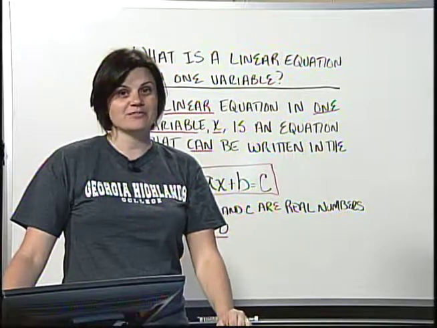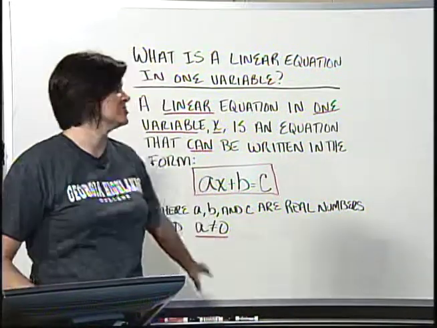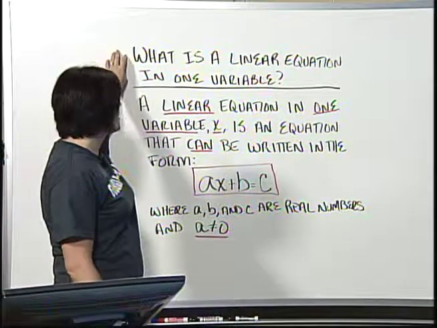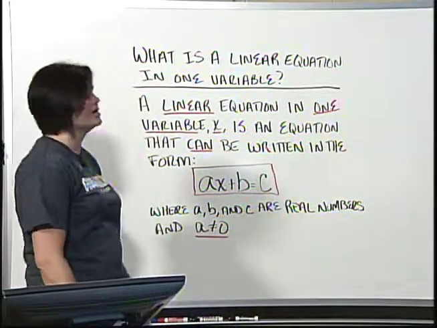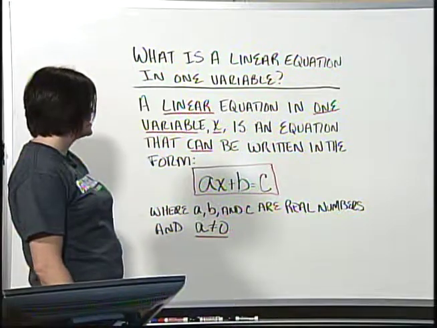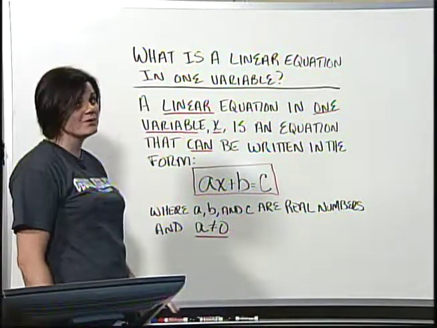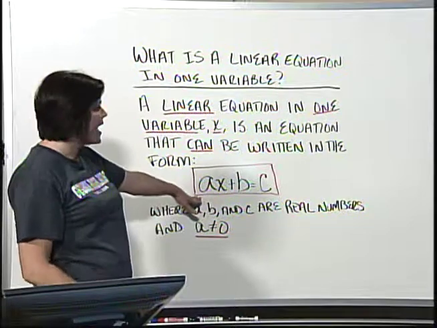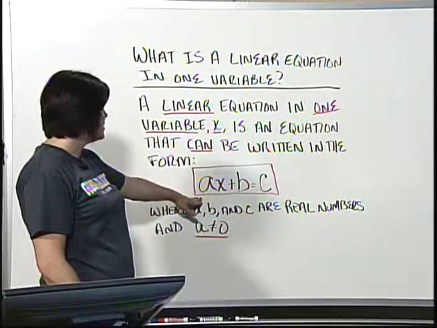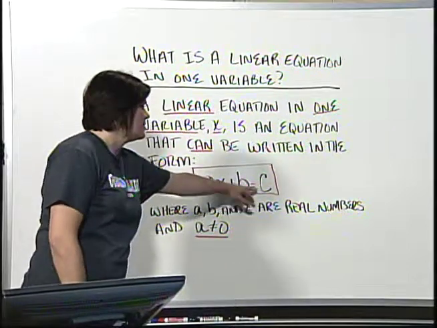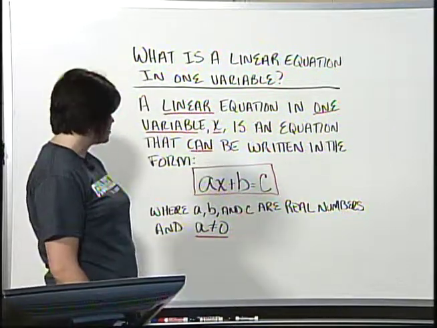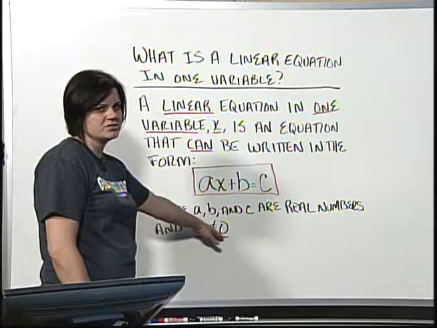In this video segment, we'll be answering the question, what is a linear equation in one variable? Well, a linear equation in one variable x is an equation that can be written in the form ax plus b equals c. This is where a, b, and c are real numbers and a is not equal to 0.